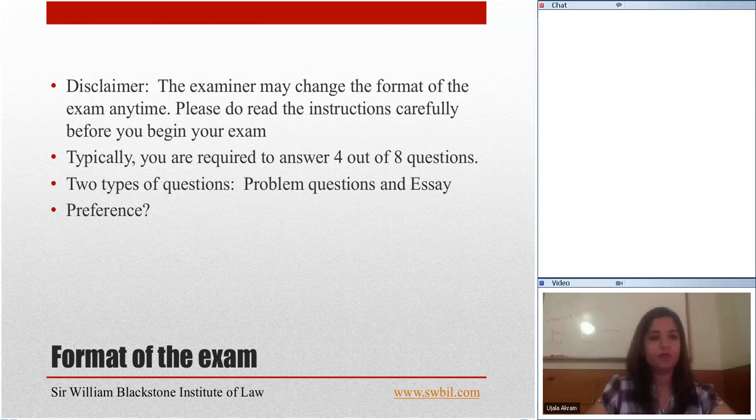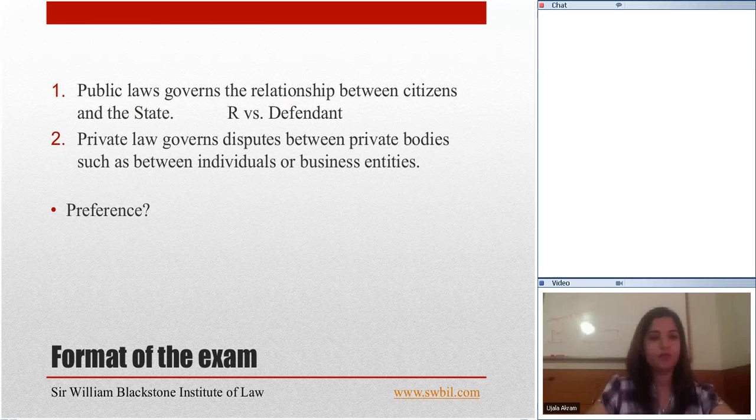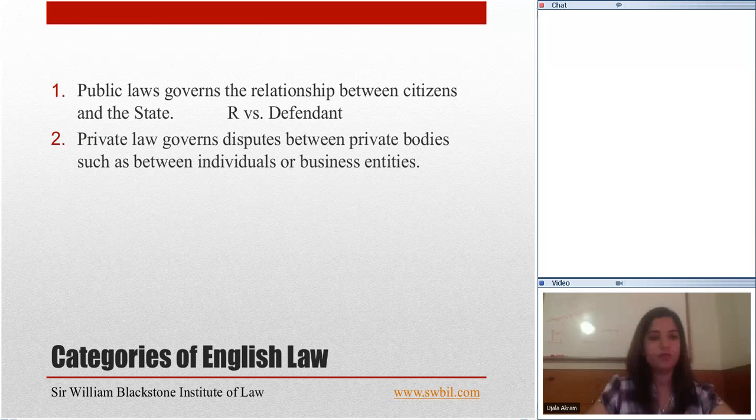Okay, so let's now come to the category of English law. As I said earlier, it is important to put everything into categories to make your life easier and to make your legal studies easier. English common law is divided into 2 types of laws: public laws and private laws. Public laws are those that govern the relationship between citizens and the state. It sets out basic rules of our society, and it also defines what will happen if those rules are broken.